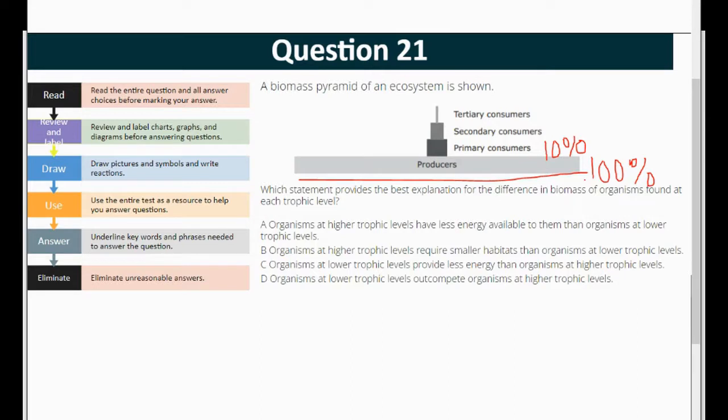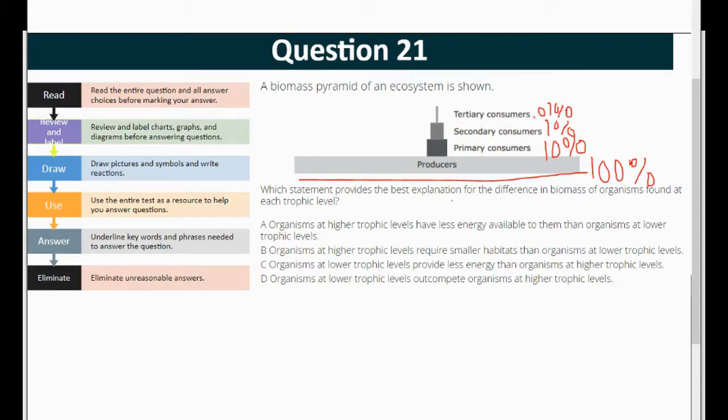So starting with producers, we have 100, and then we go to primary consumers. When they eat the producers, they only get 10% of that energy. We lose another 90% as we go up to secondary consumers. So we get 10% of 10%, and so we end up with about 1% there. Okay, so secondary consumers only have 1% of the original amount of energy. Those secondary consumers are eaten by tertiary consumers, so they only end up with 10% of 1%, so they only end up with about 0.01% of the energy. So they've got even less energy than the other levels here.